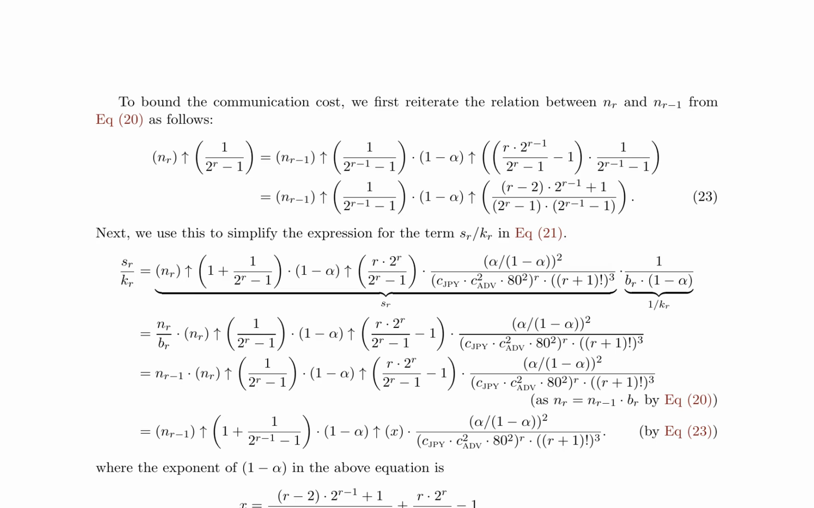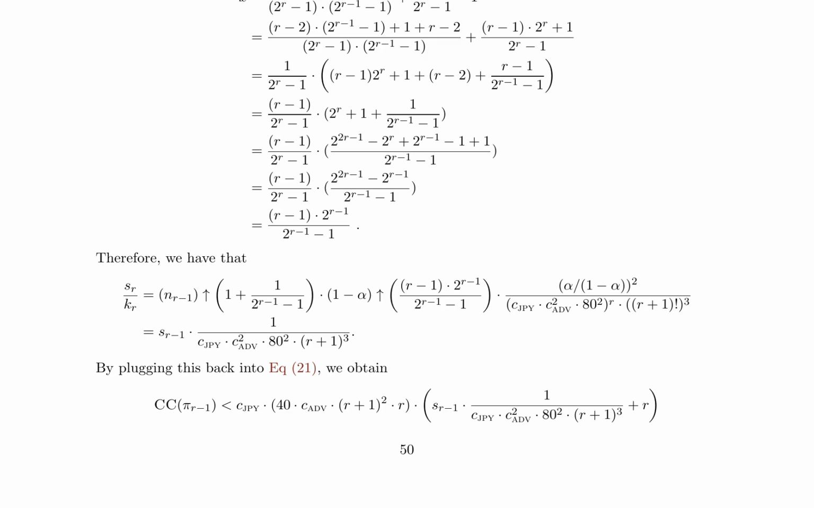In the context of quantum algorithms, bounding communication cost is a crucial aspect. The relationship between N_R and N_{R-1}, as established in equation 20, serves as the foundation for simplifying the expression for the term S_R, K_R in equation 21. This simplification yields an expression for S_R, K_R that involves the term N_{R-1} raised to a power, multiplied by several other factors including 1/alpha raised to a power, and various constants. The exponent of 1/alpha is calculated and found to be R-1 over 2R-1.